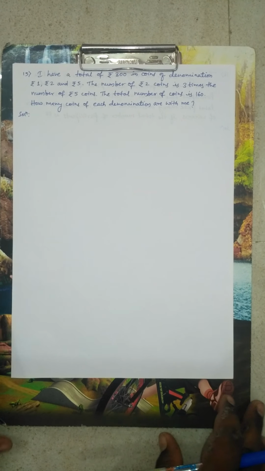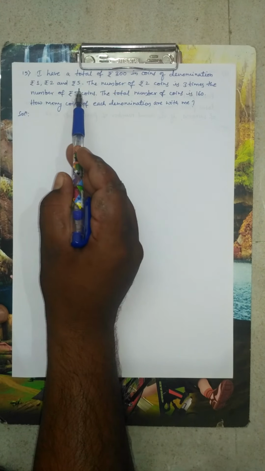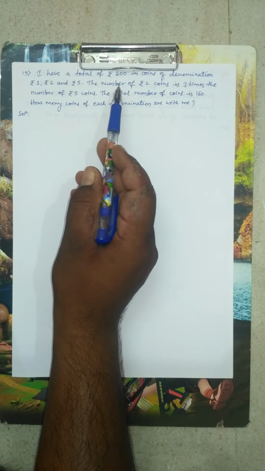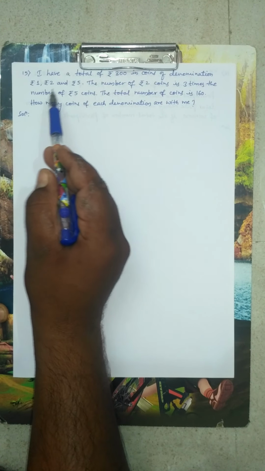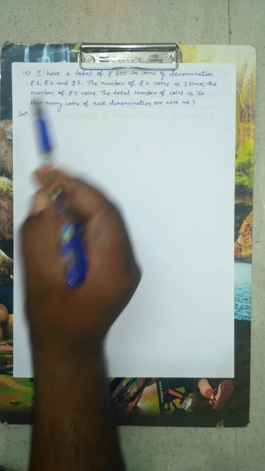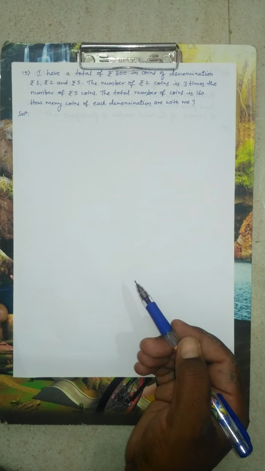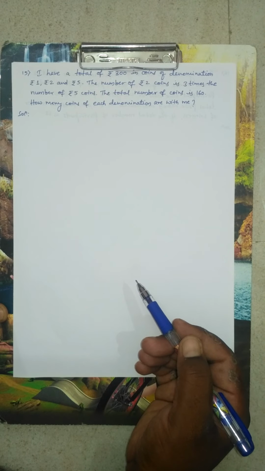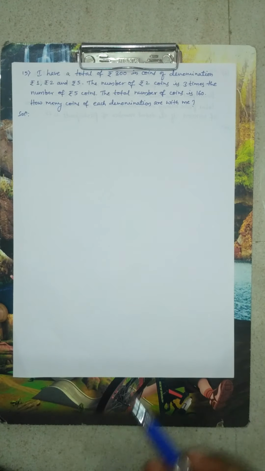Now we have to go for the 15th problem. What this 15th problem says: I have a total of rupees 300 in coins of denomination 1 rupee, 2 rupees and 5 rupees. So here I am having some coins, and those include 1 rupee, 2 rupees and 5 rupees coins.